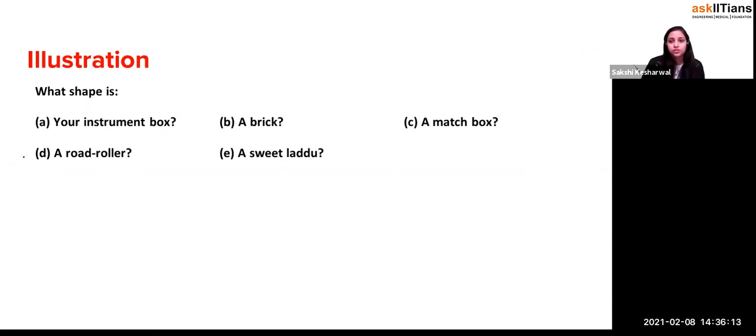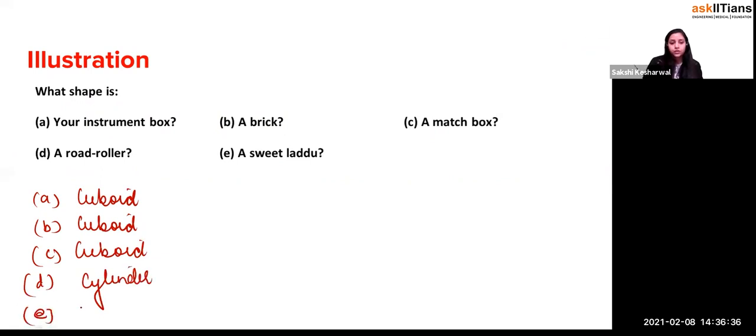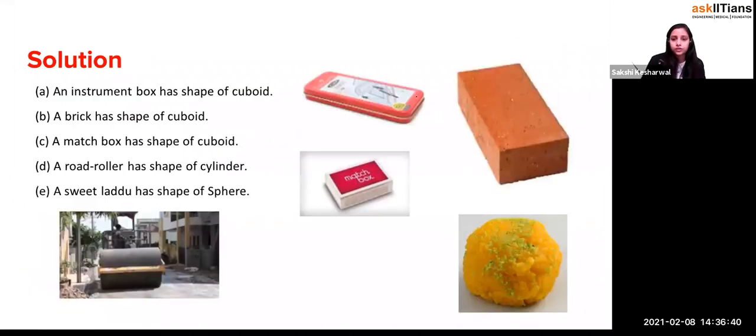Okay, let's see what is the shape of your instrument box. Your instrument box is generally the shape of a cuboid, yes or no? A brick is again a cuboid, yes or no? A matchbox is again a cuboid. A road roller is generally a cylinder, yes or no? Your sweet laddu is in the shape of a sphere, yes or no? So these are the figures you see: cuboid, cuboid, cuboid, cylinder, and sphere, right?